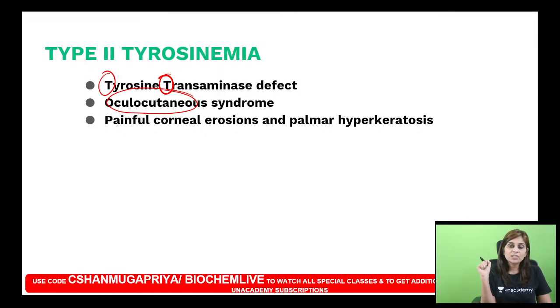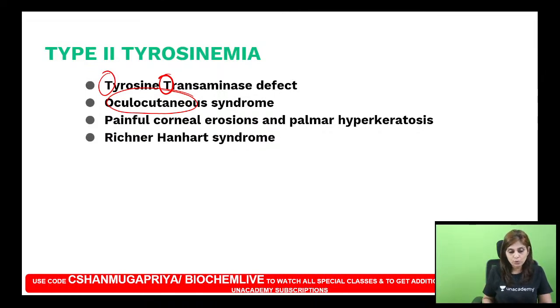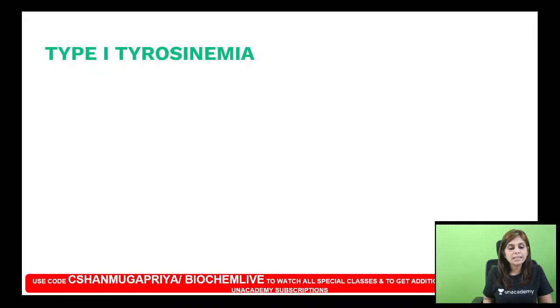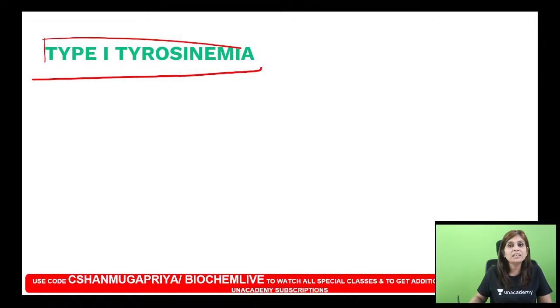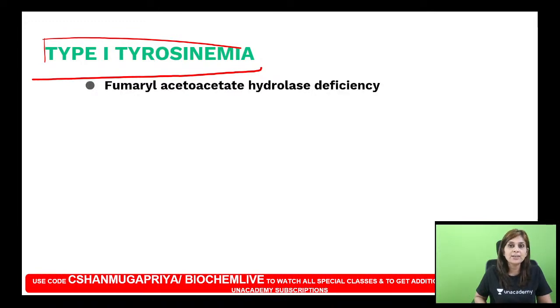It is otherwise called Richner-Hanhart syndrome. Now, for completion's sake, let me tell you about type 1 tyrosinemia. Type 1 tyrosinemia is caused by a defect of the last enzyme of tyrosine metabolism. And it is fumarate acetoacetate hydrolase.